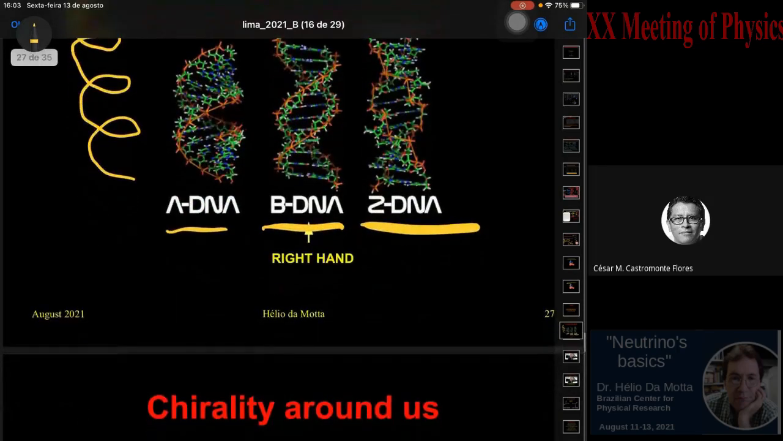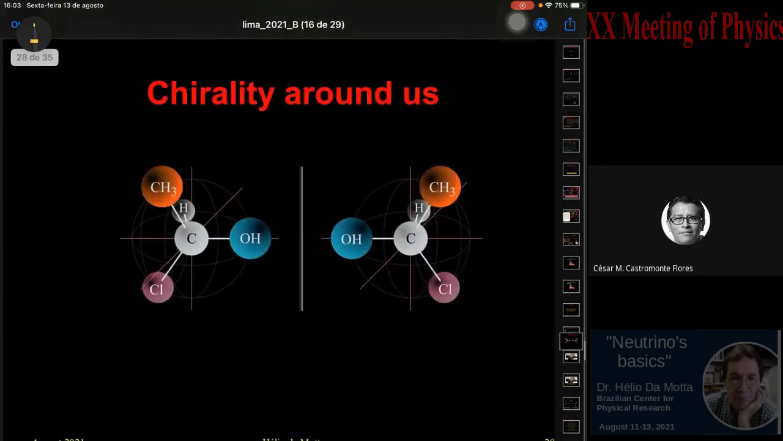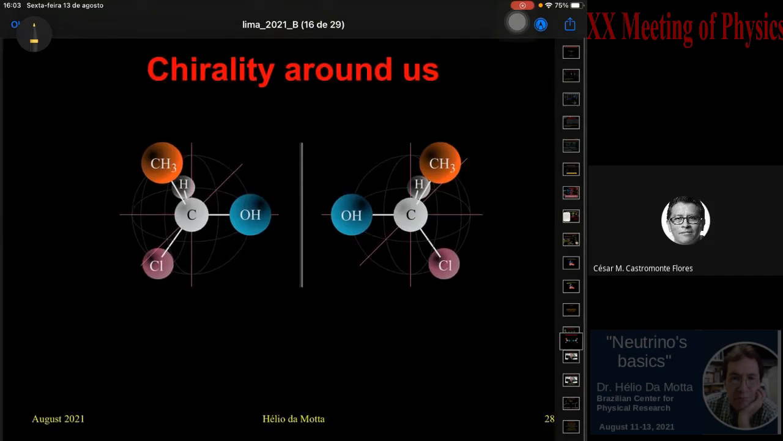And chirality is also around us. For instance, here's a molecule. I don't know the name of this molecule, but okay, this is a molecule here. And here's a mirror.